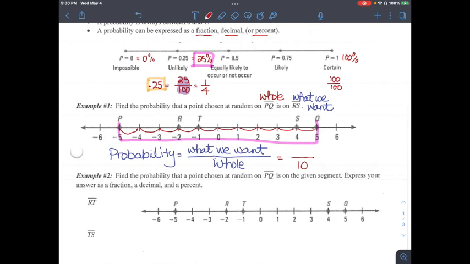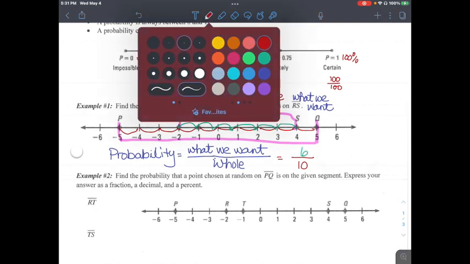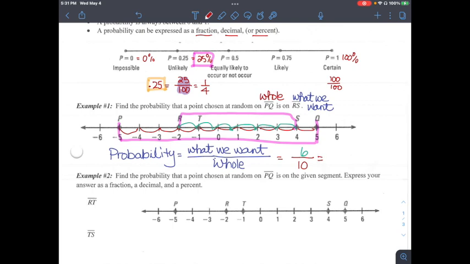And then we are going to do RS. RS is right here, and that's what we want. To count it: 1, 2, 3, 4, 5, 6. You cannot use the tick marks. If you count the tick marks, you're going to get 1 extra, so that's going to be wrong. Make sure you count the spaces in between. So that is going to be 6. Now what you can do is reduce it. That is either 3/5, or you can give it to me as 0.6, or as 60%. But in this case, 3/5 would just do.